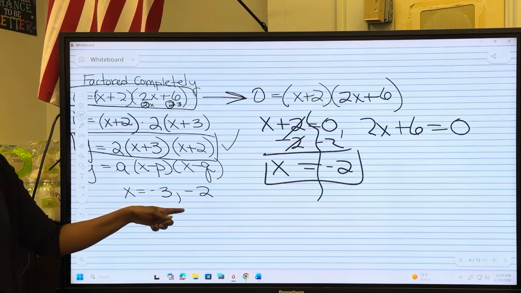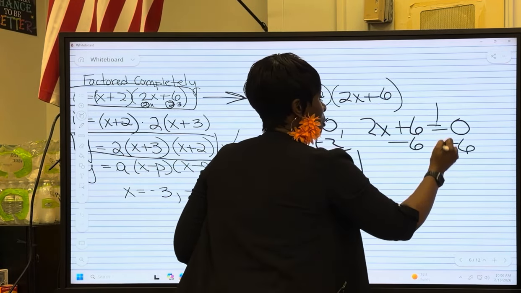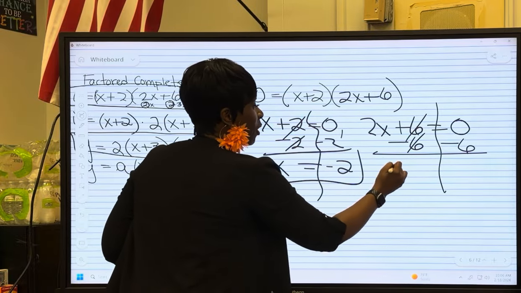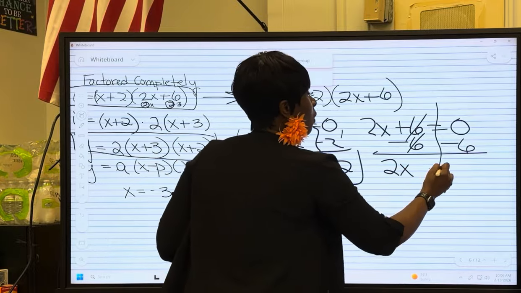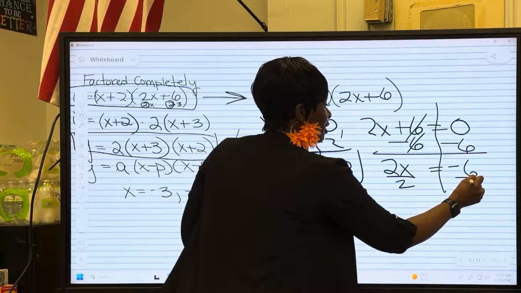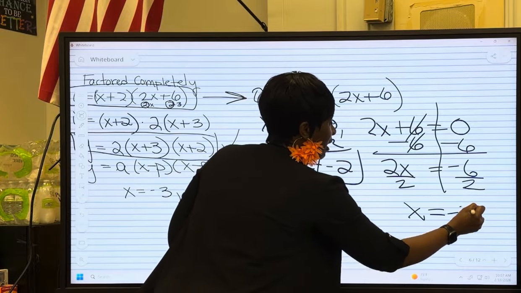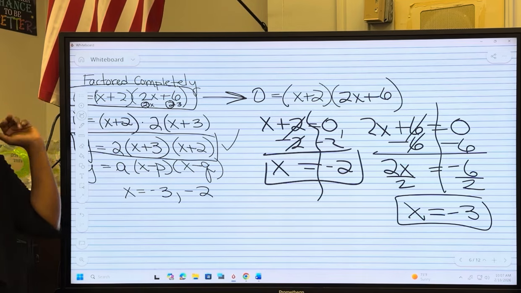Did we not get that by looking at it? Yes. Now I'm going to go over here. What am I going to do? Subtract 6 on both sides. We're going to get what? 2x equals, and then what? Divide both sides by 2, and x is going to equal what? Did we not get that right here? Same thing.